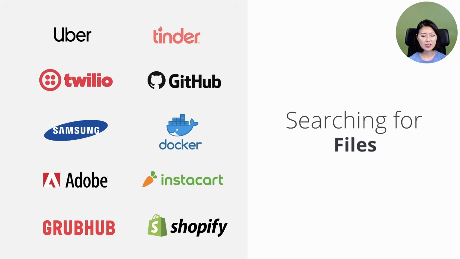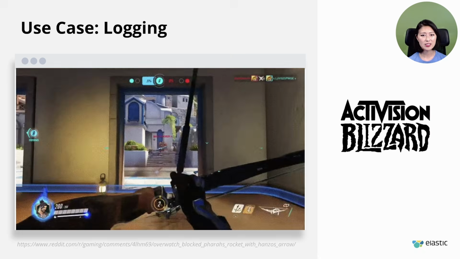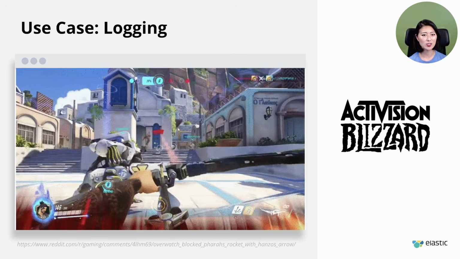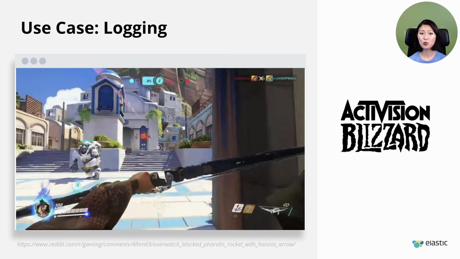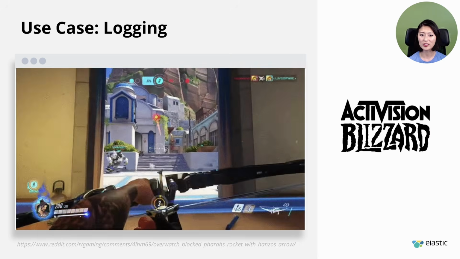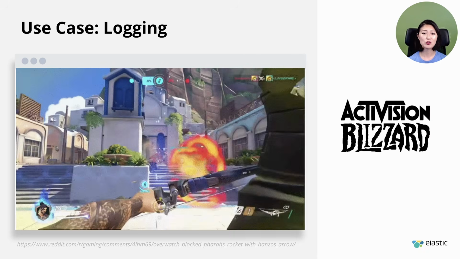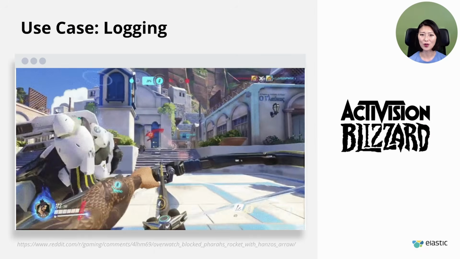So what is the Elastic Stack used for? Well, the most popular use cases for the Elastic Stack are logging, metrics, security analytics, and business analytics. For example, the Elastic Stack is used to store and analyze log data. And a specific example for all the gamers out there, Blizzard uses the Elastic Stack to analyze gamer and server events. So if the players experience a slowdown or an error, their monitoring team would use the Elastic Stack to figure out what's causing it.